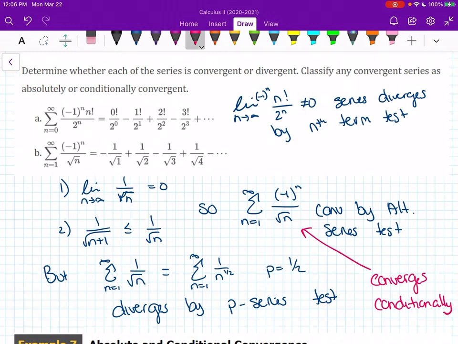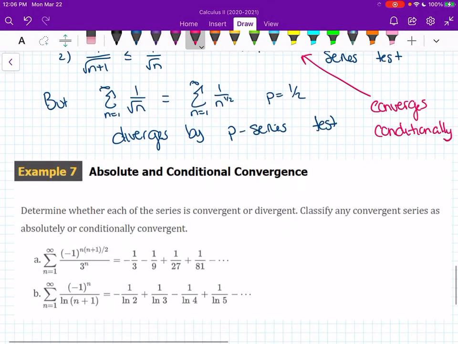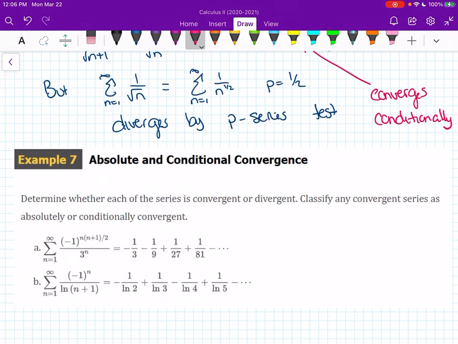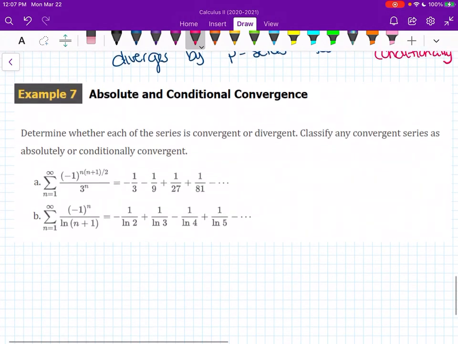All right, let's look at some more examples. Determine whether each series is convergent or divergent. Classify any convergent series as absolutely or conditionally convergent. What I'd like you to do is, since you are in person today, go ahead and pause the video now. Try these with somebody next to you if there's somebody ready to work, or I'll put you in breakout rooms if some of you are at home. Check them out, decide what you think, and then press play on the video and see what the answer is. For this first one, (-1) to the n times (n plus 1) over 2 to the 3n.